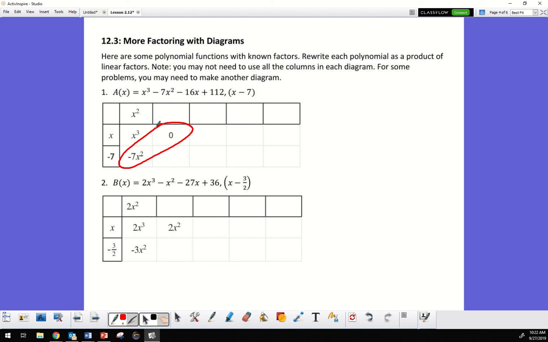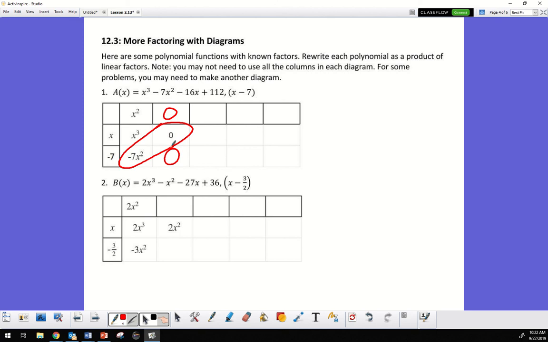So right now there's a 0 here. Something times 0 is zero. So right here this has to be zero. 0 times x is 0, and 0 times negative 7 is zero. There we go. That's probably the key part where a lot of people are missing.